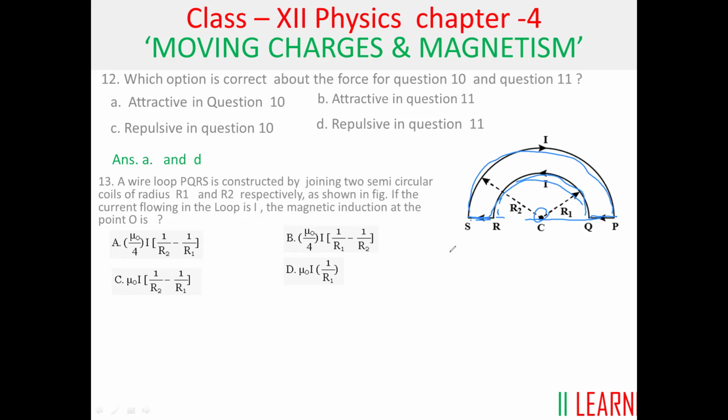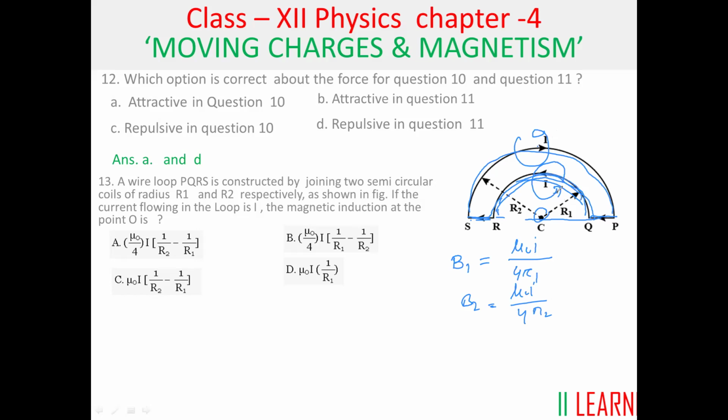So the formula is that because of the smaller circular wire, B1 will be mu 0 I by 4 R1. Okay, and B2 would be mu 0 I by 4 R2, where R is the radius. This is the formula. Now look, because of this, the magnetic field direction will be like this, and because of this, the magnetic field will be like this. Okay, got it? So they are in the opposite direction.